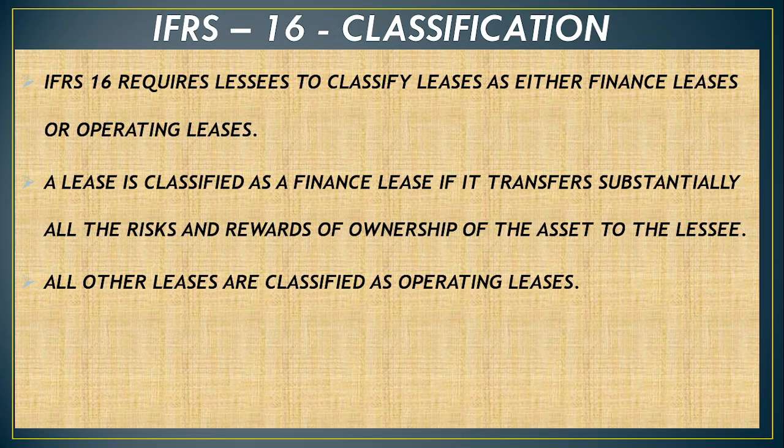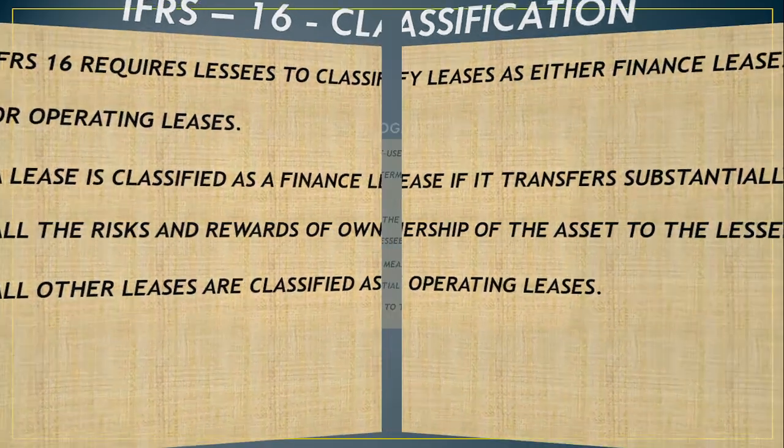Classification. IFRS 16 requires leases to be classified as either finance leases or operating leases. A lease is classified as a finance lease if it transfers substantially all the risks and rewards of ownership of the asset to the lessee. All other leases are classified as operating leases.